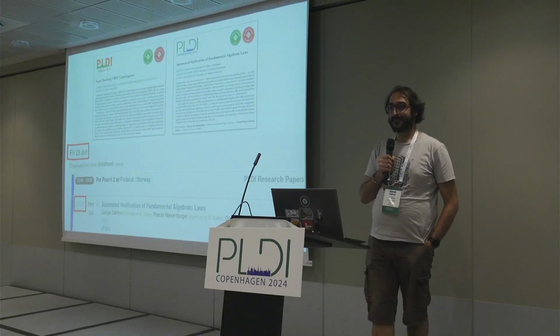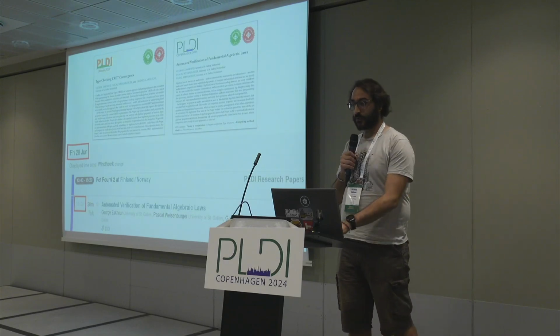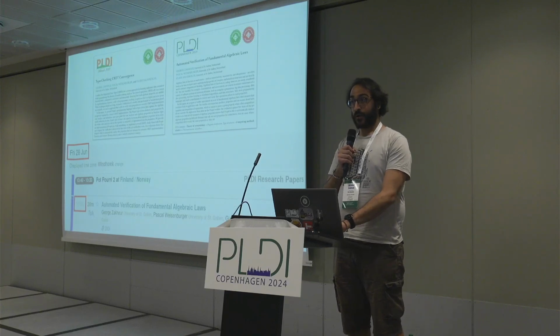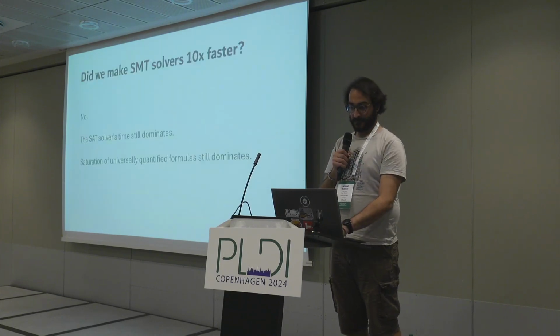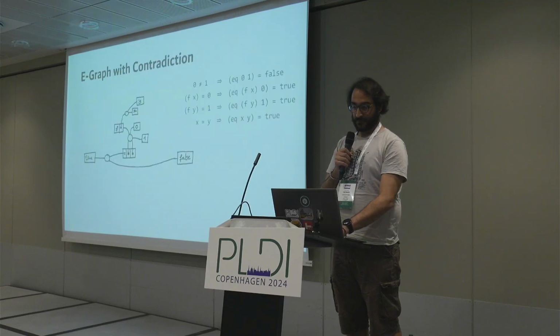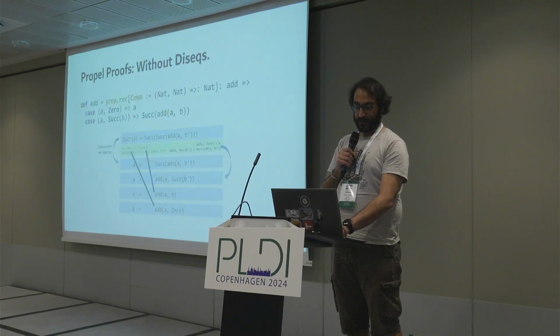Hi, I was just wondering how false is encoded in Propel? Is it just like an empty inductive type, or? We do not encode false, in fact. I see. So when you gave the example earlier on, when you got the A equals A, so you could finish it. Yeah, just give me a second. Could you have encoded?